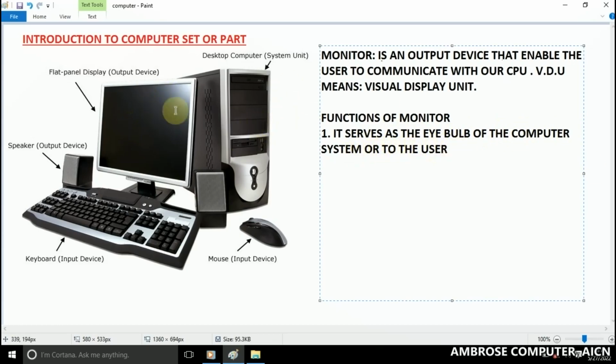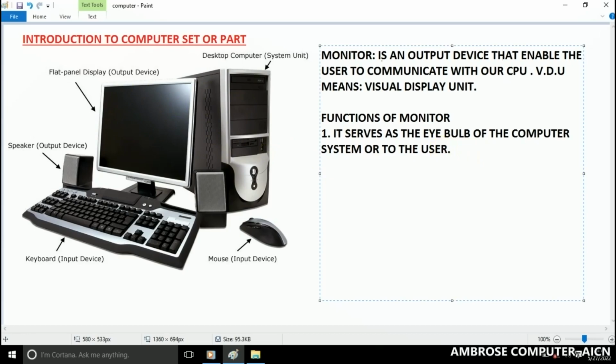Sometimes, when things are going wrong within the computer system, it is the responsibility of this monitor to tell you that something is wrong, or the booting process is not complete. If your monitor is not powered on, you will not be able to see the complete booting process that's inside our CPU. So this is one of the functions of the monitor.